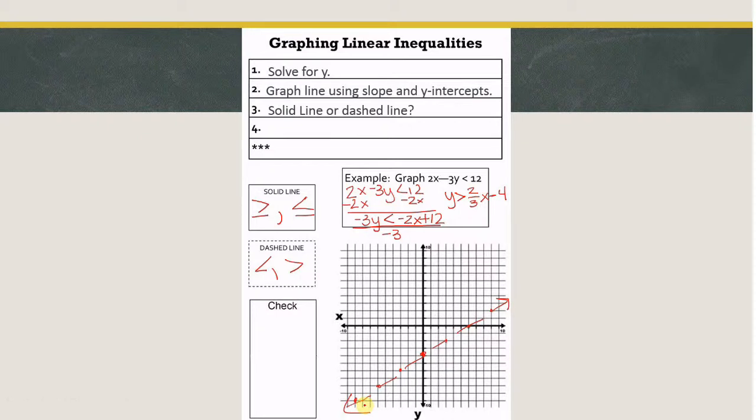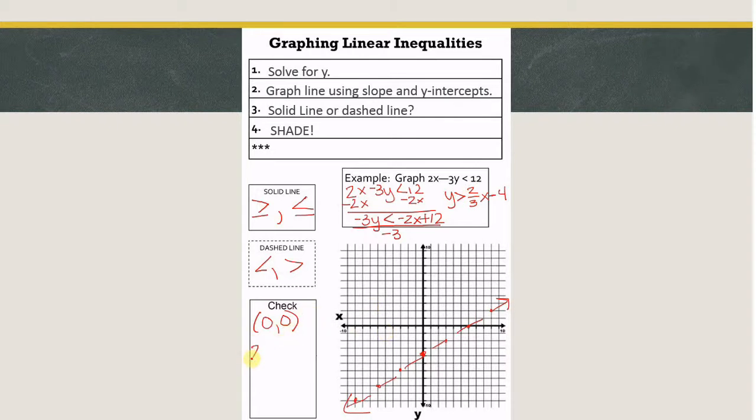And the last and most important part, shading the solution set. To do that, you're going to use this little check area right here. You're going to plug the point 0, 0 into the original equation. This is going to allow you to figure out which side you get to shade on. So on this one, let's plug in 0, 0.